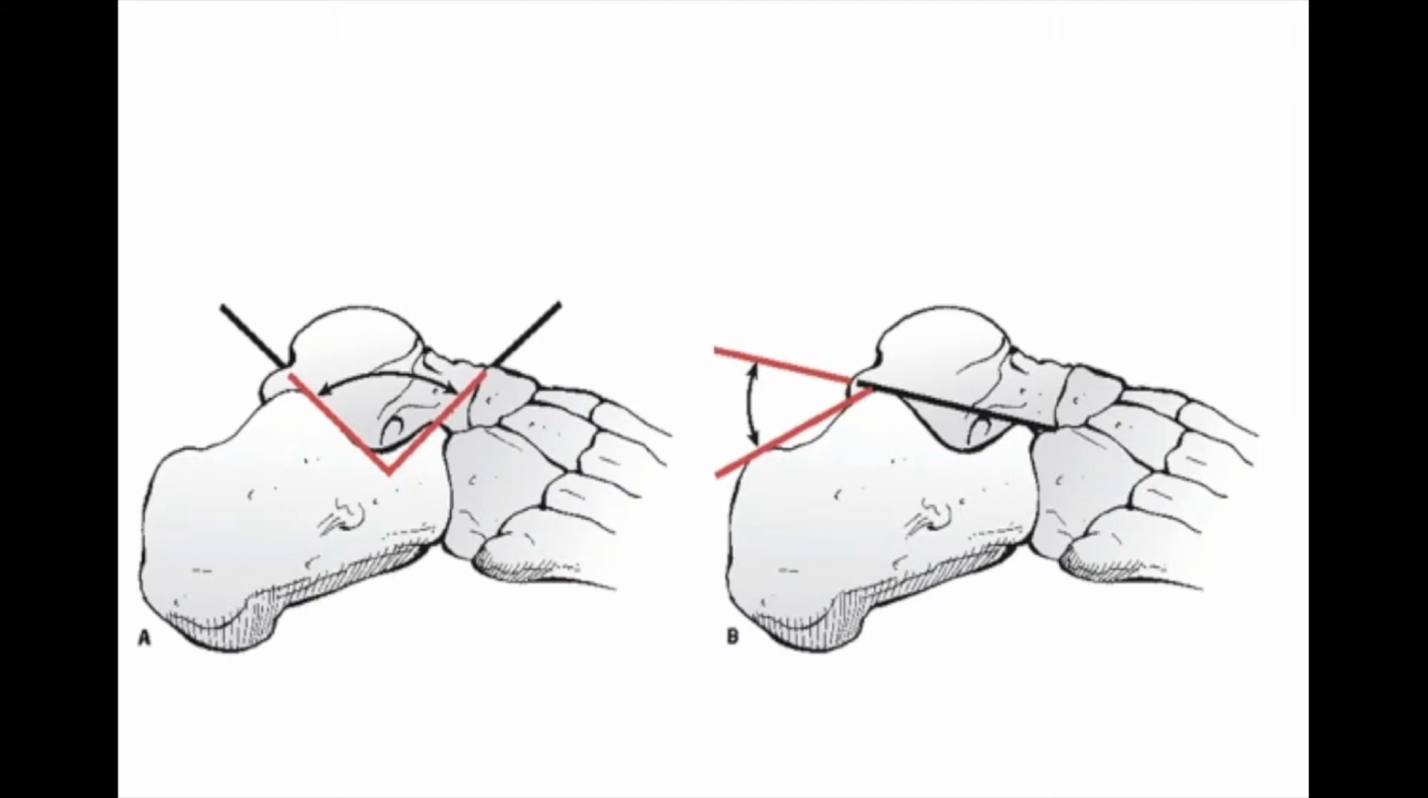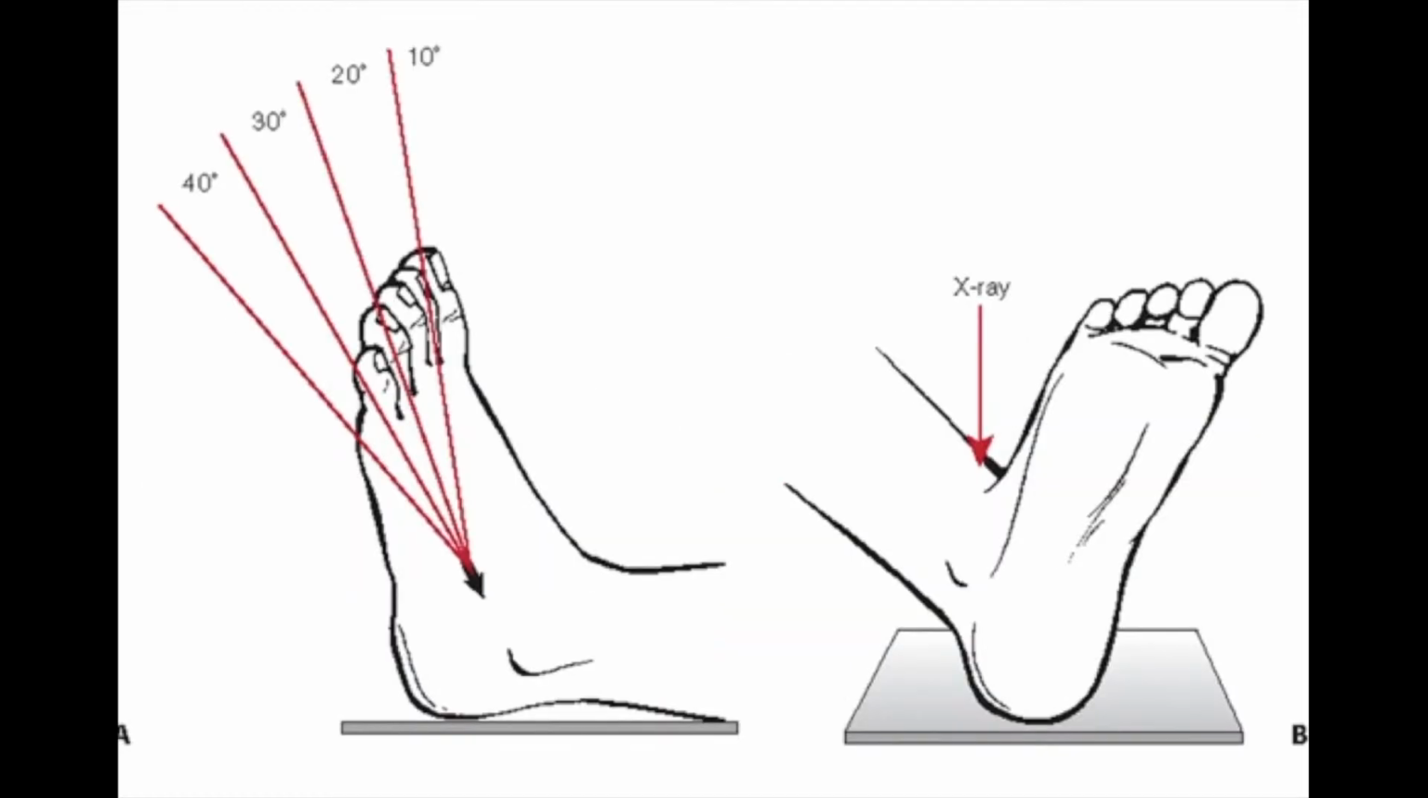Also, the crucial angle of Gissane is formed by two strong cortical struts that you can see here, one along the lateral margin of the posterior facet and the other extending anterior to the beak of the calcaneus. These cortical struts form an obtuse angle and are visualized directly beneath the lateral process of the talus. So these two angles are very important during calcaneus fracture fixation.